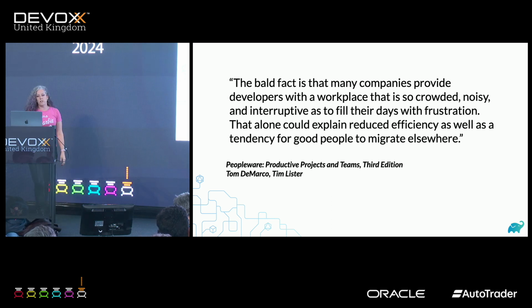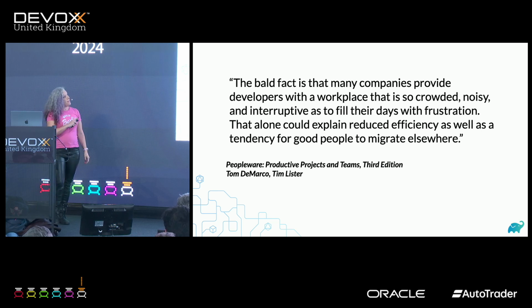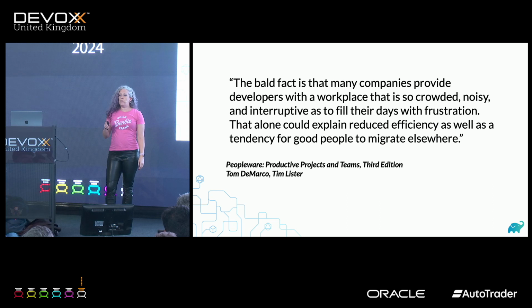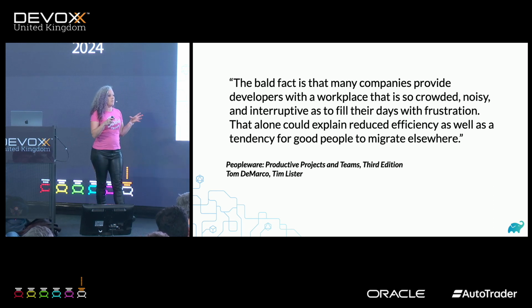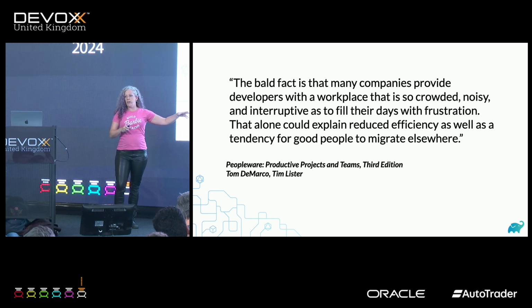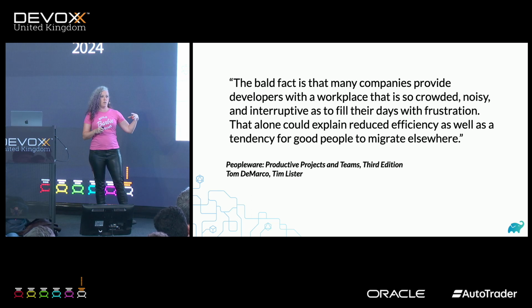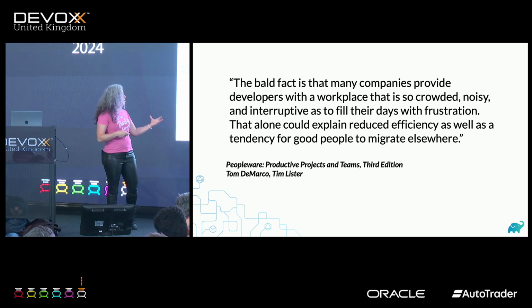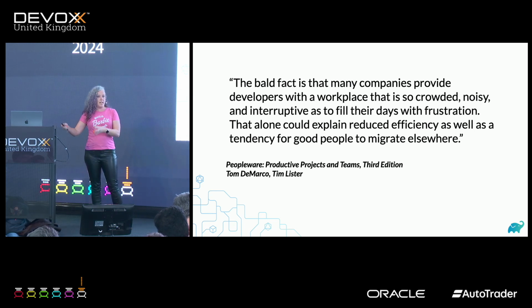The conclusion from the book was, the bald fact is that many companies provide developers with a workplace that is so crowded, noisy, and interruptive as to fill their days with frustration. That alone could explain reduced efficiency, as well as a tendency for good people to migrate elsewhere. Now, I think this last sentence is really interesting, because now what you find is, not only are the least productive organizations impacting their developers' ability to be productive, they're also pushing away the developers who have a choice in where to work. So they're also unable to attract and retain the best development talent. So you have this double whammy of, my developers aren't effective, and also I'm no longer able to attract and retain really good developers.